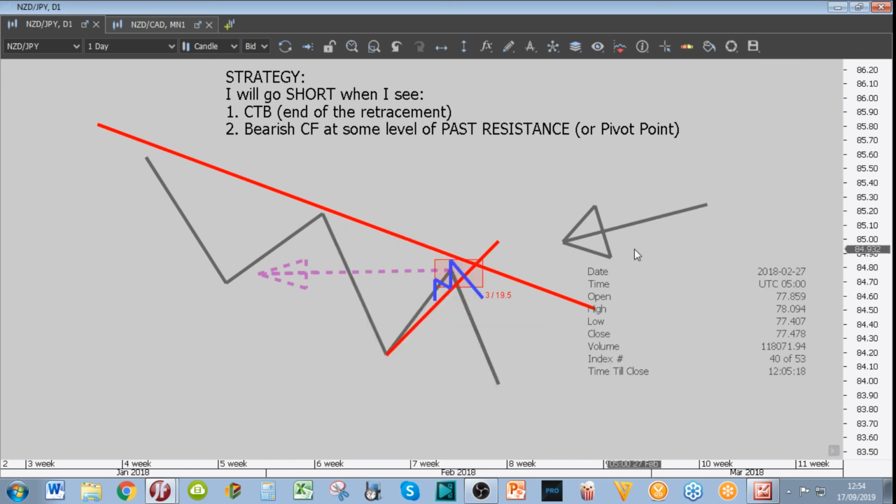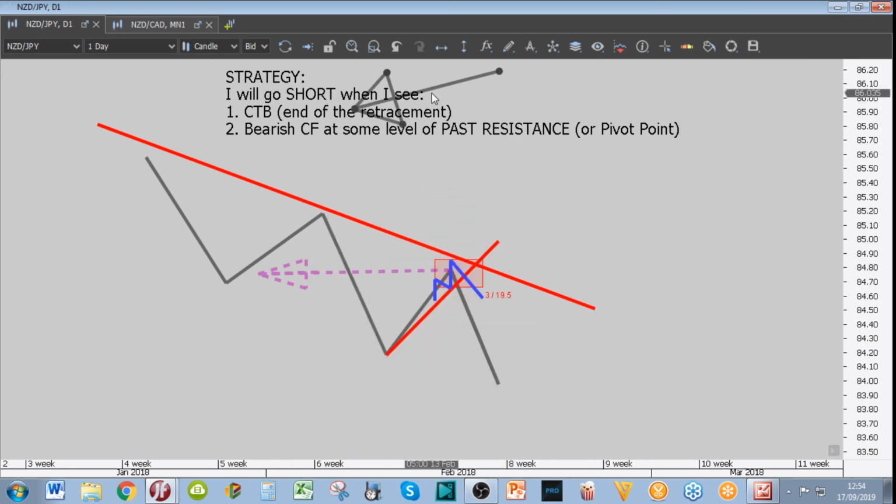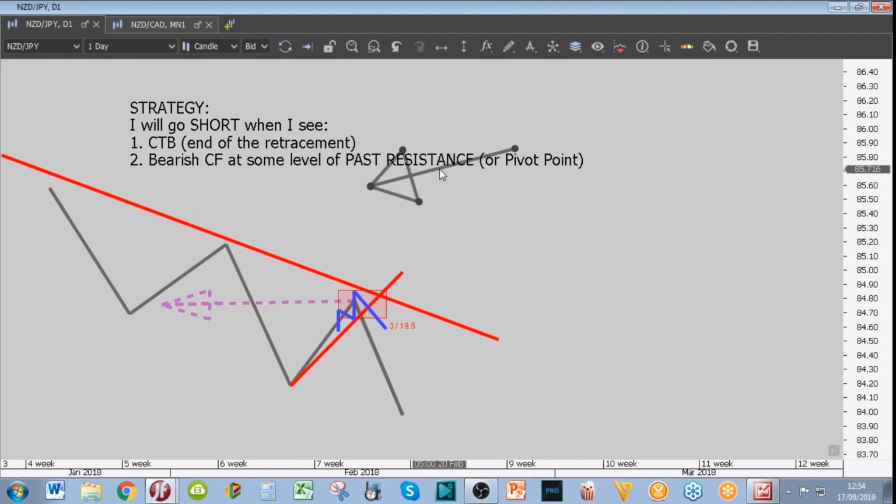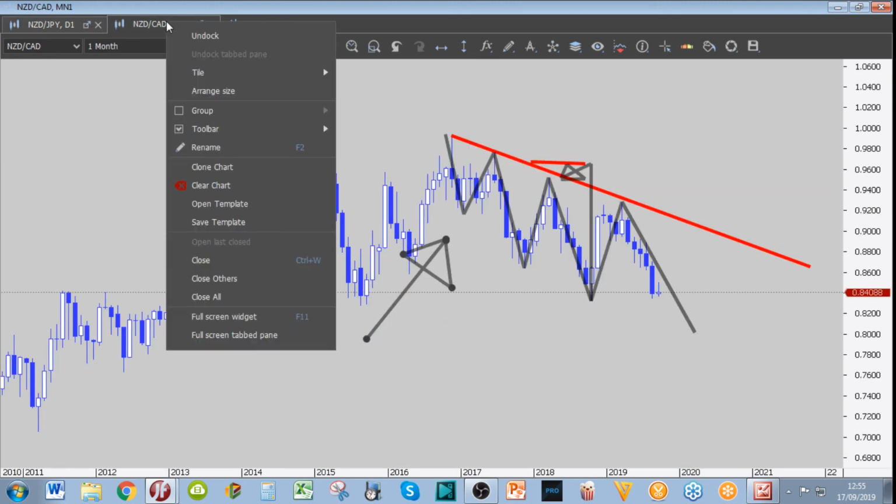Okay, this could be one of the strategies. It's not perfect, of course, there is no right or wrong, but if you wait for this and enter when you have a counter trend line break with the bearish candlestick formation at some level of past resistance, you are going to have a higher and better probability of shorting the market compared to traders that are just shorting counter trend line breaks, or just shorting bearish candlestick formations. So the more reasons, yes Knut, please do this, the more reasons you have to short the market, the higher the probability.